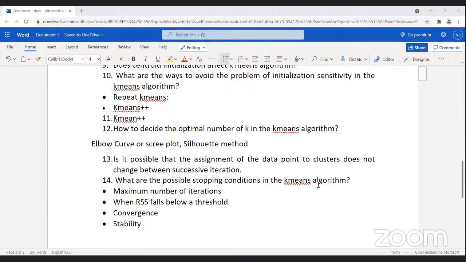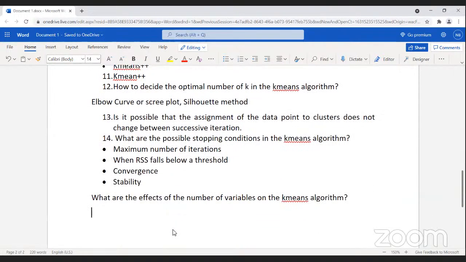Okay, let me take the next question. What are the effects of the number of variables on the K-means algorithm? Please respond in the chat window, guys.